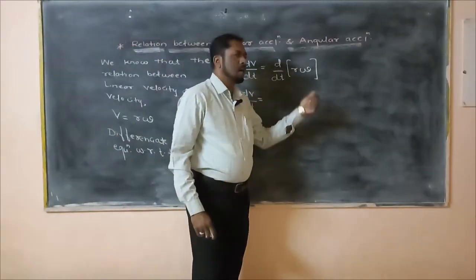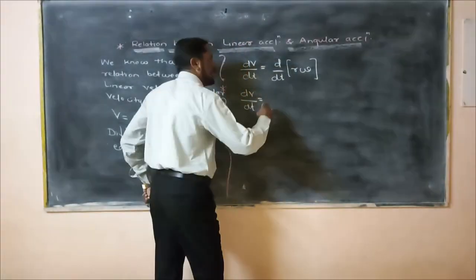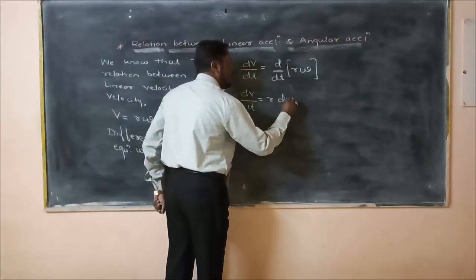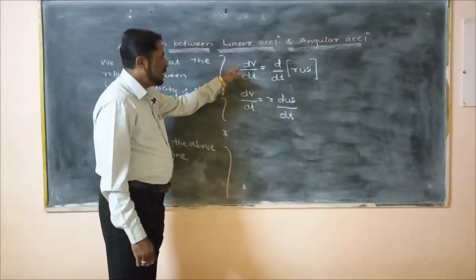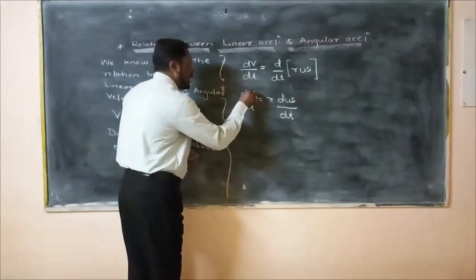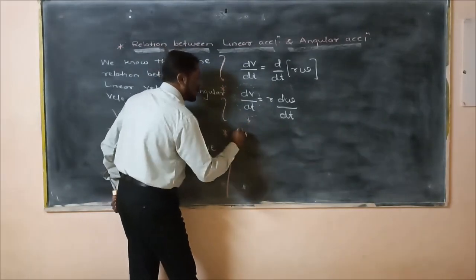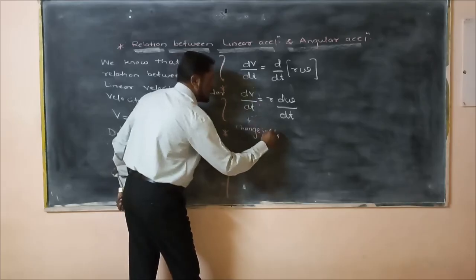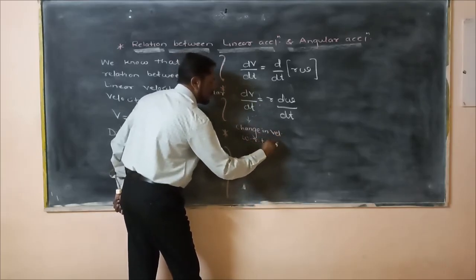What do we understand by r? R is the radius and it remains constant. So take the constant factor outside the derivative. So r into d omega upon dt. What we get: dv by dt is equal to r d omega by dt. What do we understand by this factor dv by dt? This is the change in velocity with respect to time.